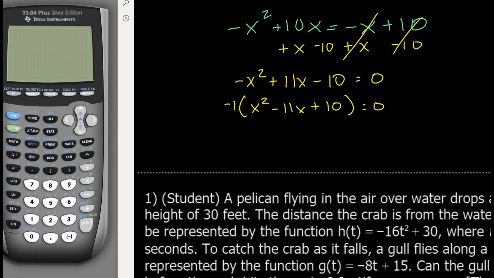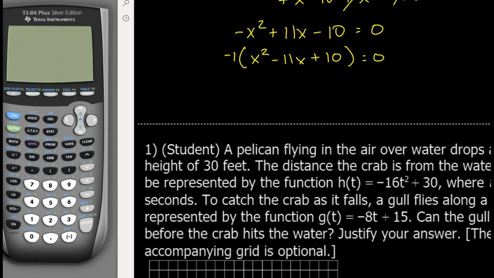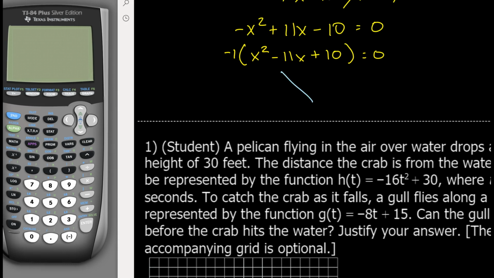So now, what do I look for? What do I do? Yeah, factor. What goes up top? Which is 10. And in the bottom is negative 11. What multiplies to be 10 but adds to be negative 11? Right. Both being negative. Negative 10 and negative 1.